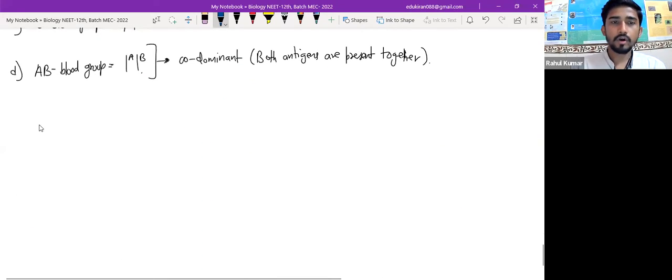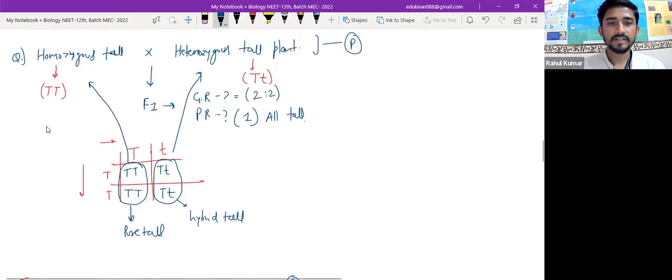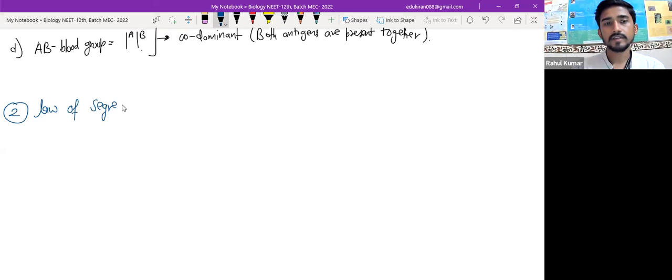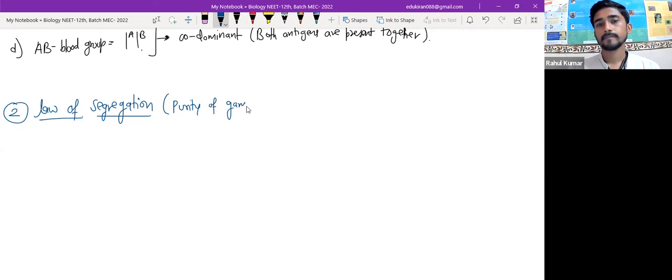Okay, now moving on from law of dominance. So this was all about law of dominance, what it says and what are the exceptions. Moving forward, coming to the second law of Mendel, which is known as law of segregation. Law of segregation, or it's also known as law of segregation of gametes. Also commonly known as law of purity of gametes.